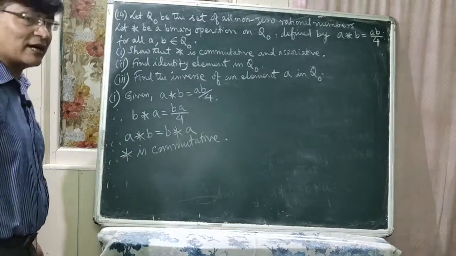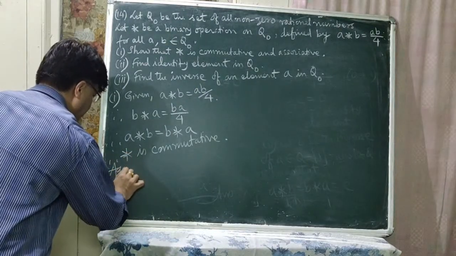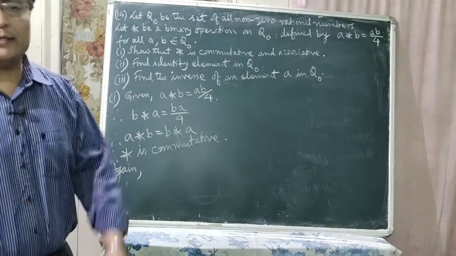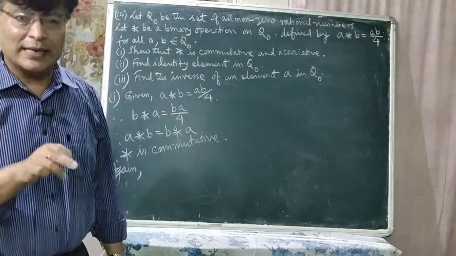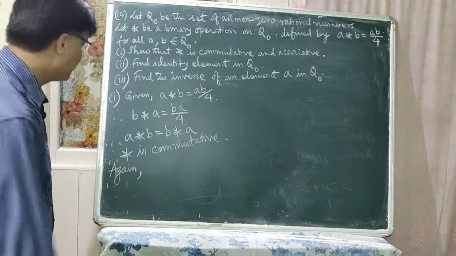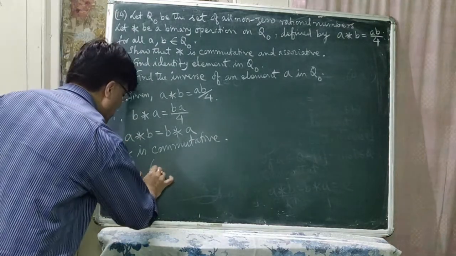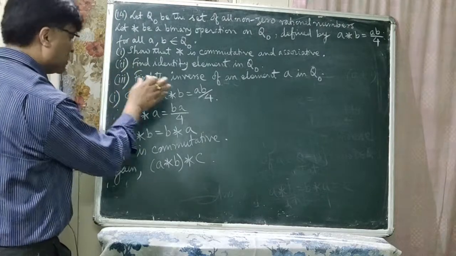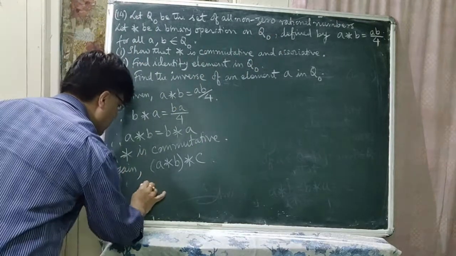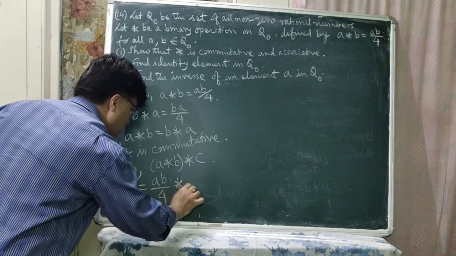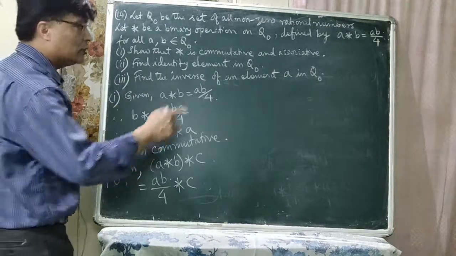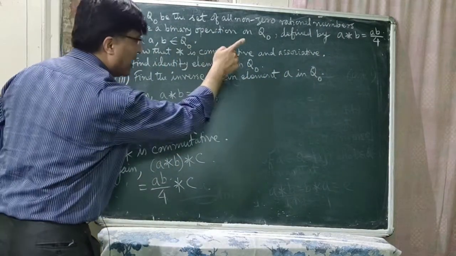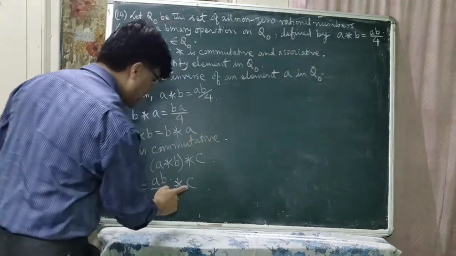Now let us prove that star is associative. Again, in order to prove associativity, you have to prove within bracket a star b, bracket close, star c is equal to a star within bracket b star c. So now again we have within bracket a star b star c. Let us find out its value. By the question, a star b is defined as ab by 4. Let us write it here, which is equal to ab by 4 star c. Now you should take this a as ab by 4 and this b as c.